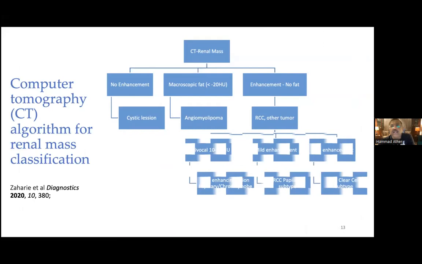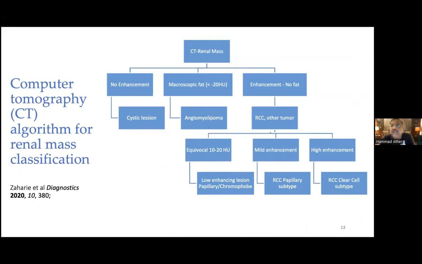Can the RCC be further classified on a CT scan based upon the kind of enhancement and the pattern that we see? Well, if it is equivocal, between 10 and 20 Hounsfield units, it is likely to be papillary or a chromophobe tumor. If it is mild enhancement, it is likely to be an RCC of the papillary subtype too. And if it is high enhancement, the typical clear cell carcinoma is what is suspected. And we'll talk in a little bit more detail about these lesions subsequently.